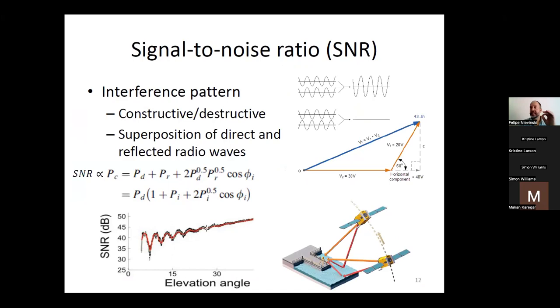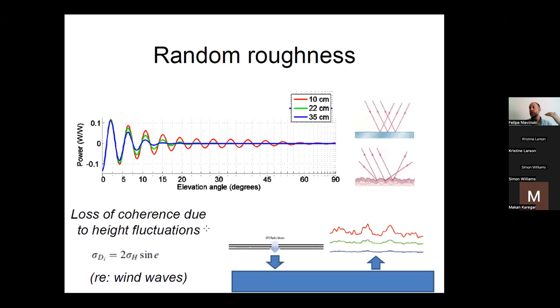And that's the definition of a coherent reflection. It's a stable, predictable phase relationship. And wind waves are the main cause of random surface roughness in water sensing. So sometimes you have a site which is nice when the wind is low, but when the wind picks up, then you have fewer useful reflections, right? Because the one that was barely strong enough no longer is.